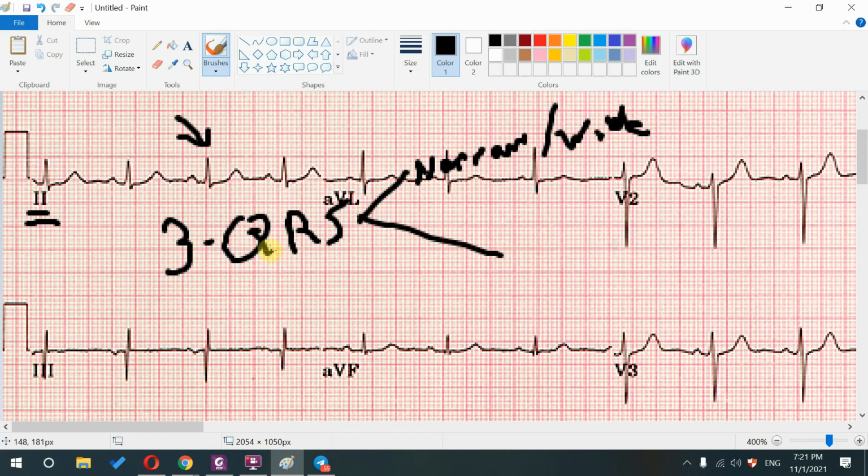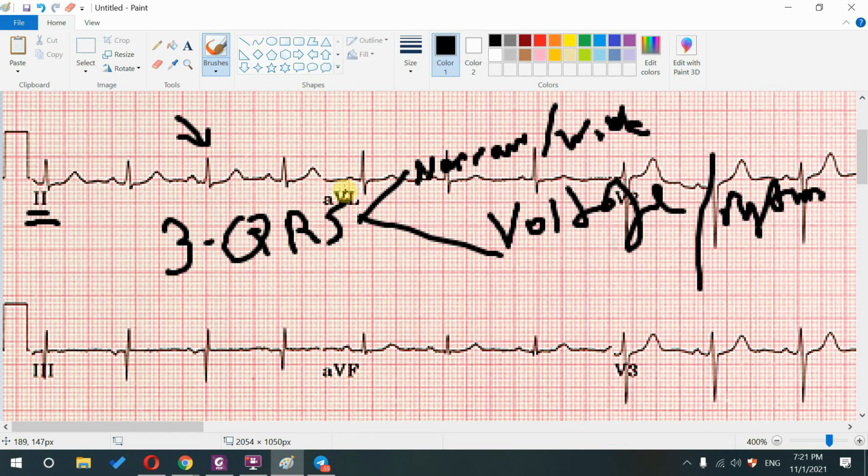Number two, you are checking the QRS complex voltage, and you also are checking the rhythm. Why? Guys, notice here, the voltage is almost one big box in length. But let's say it was really, really small. It means that the patient's electrical activity is really bad. I'm basically telling you the patient could have heart failure, previous ischemia or current ischemia, and all of these will lead to the heart's contractility function being messed up.